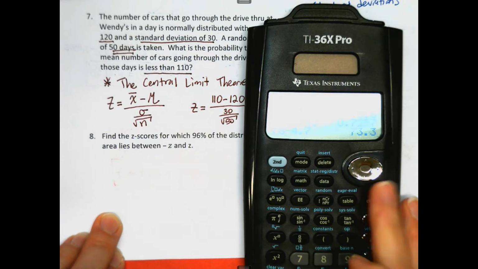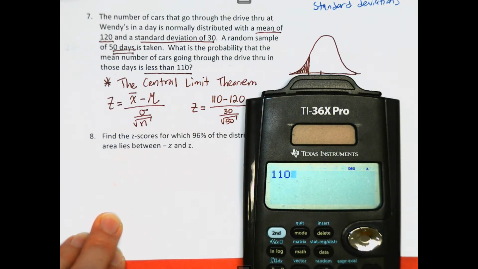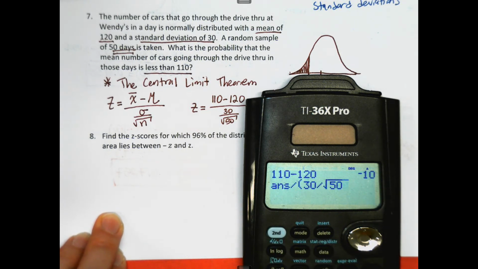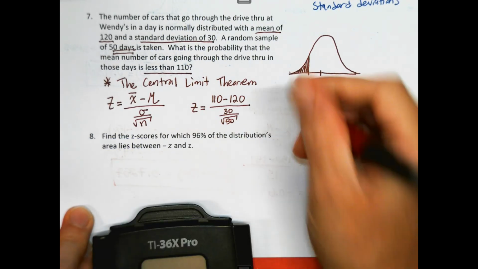Our z value, 110 minus 120 divided by 30 over the square root of 50. We get negative 2.357. We're going to have to round that to negative 2.36.